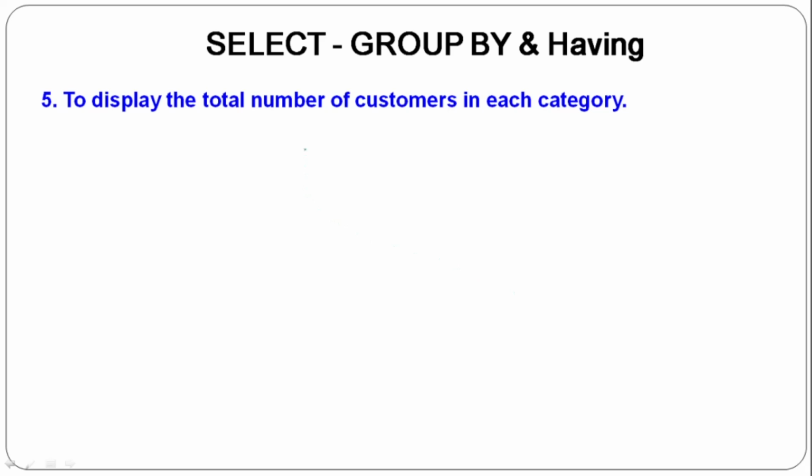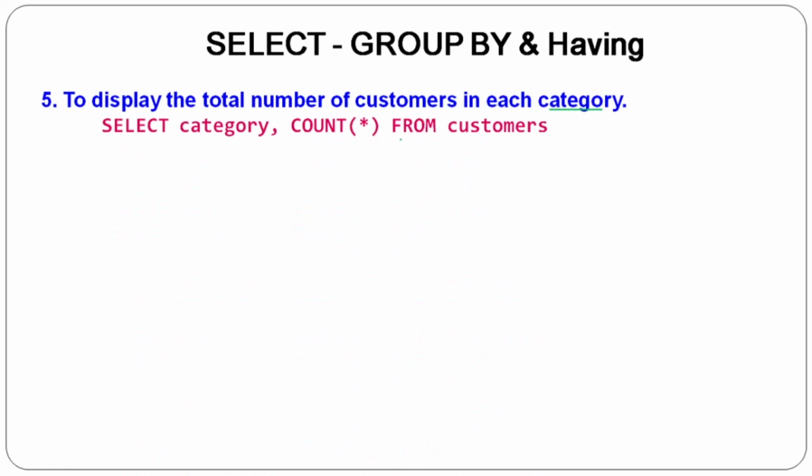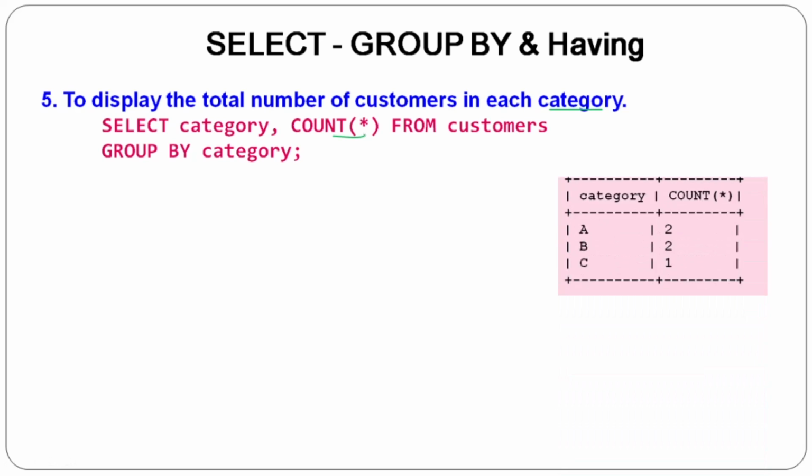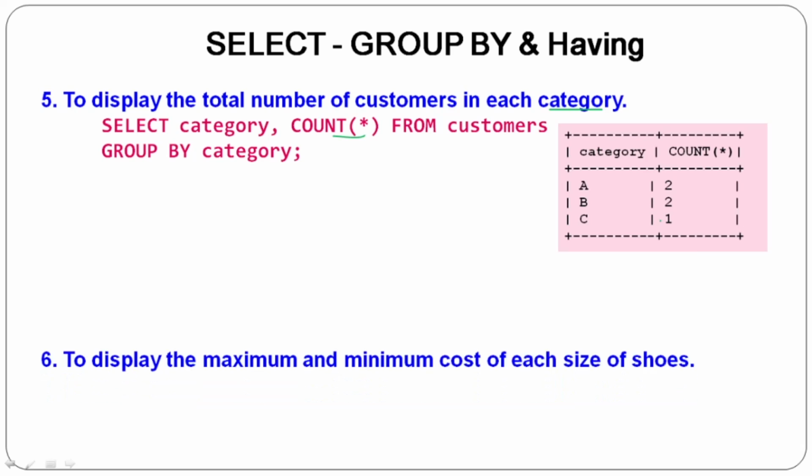Next question is to display the total number of customers in each category. Here we are using the customer table and grouping based on the category. Select category comma count star from customers, group by category. The count star is used to count the number of customers in each category. The output will be: in A category there are 2, B 2 and C 1 customer.